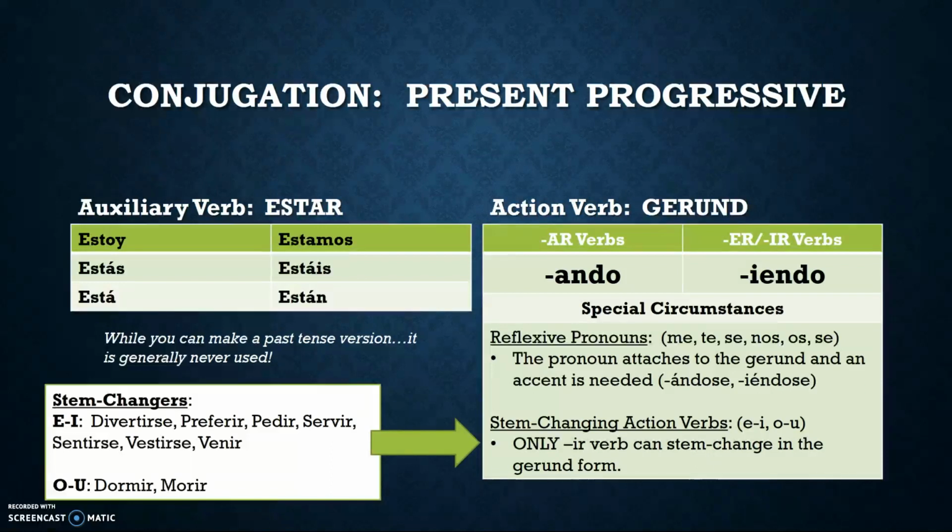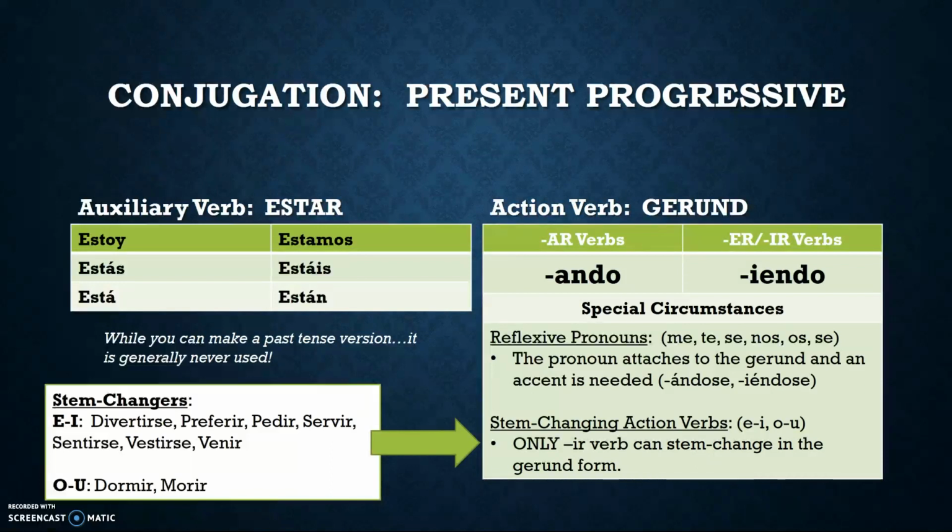But if the action verb happens to be a reflexive, meaning it ends in se, we still have to manipulate that se. And that se will turn to me, te, se, nos, os, se. But now it's going to attach to the end of the gerund, as opposed to going in front. When we do that, the gerund is going to require an accent. So it's going to be like ándose, yéndose, with the accent over the A in ando or the E in yendo. Now, the se could be a me or a te or a nos attached to the end as well.